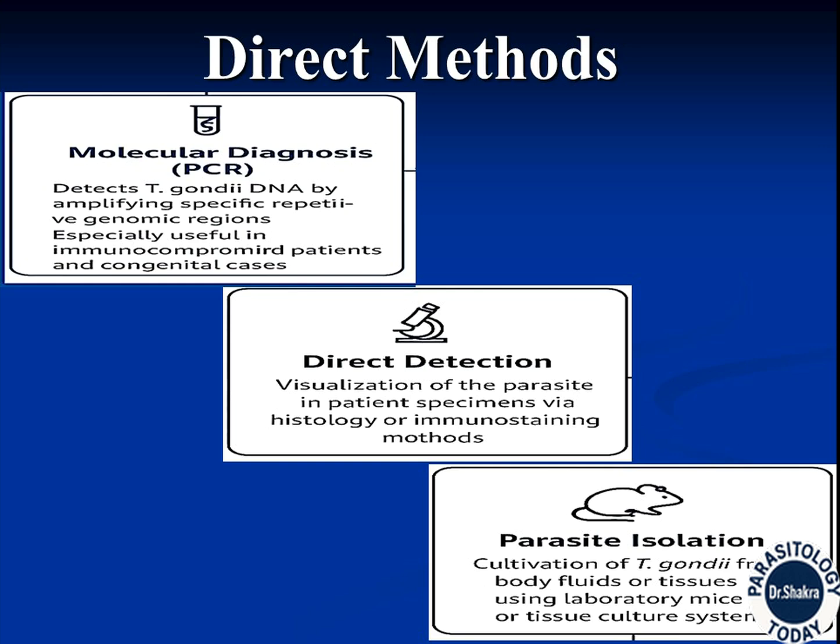We can directly observe the parasite, tachyzoites or tissue cysts, in stained smears, histological sections or tissue aspirate. Isolation of the parasite. Historically, Toxoplasma was isolated by inoculating mice or culturing in cell lines from clinical samples.